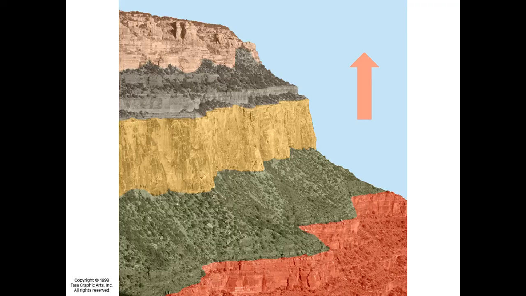In this picture, this red layer on the bottom would be older than the green layer, which is older than this yellowish brown one, then the gray, then the brown on top. So, as the arrow points out, whatever is on the bottom is the oldest, and the ones on top are the newest.